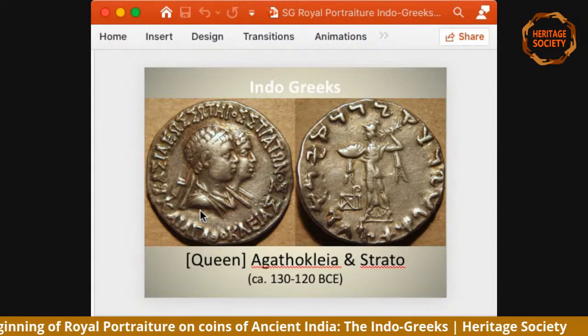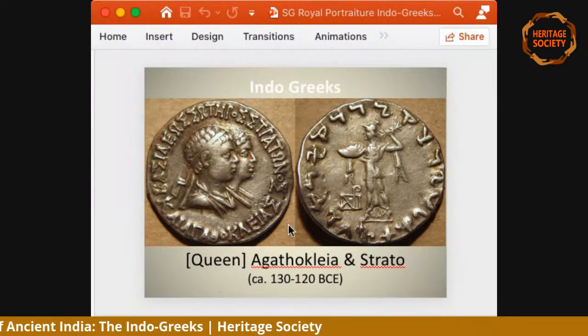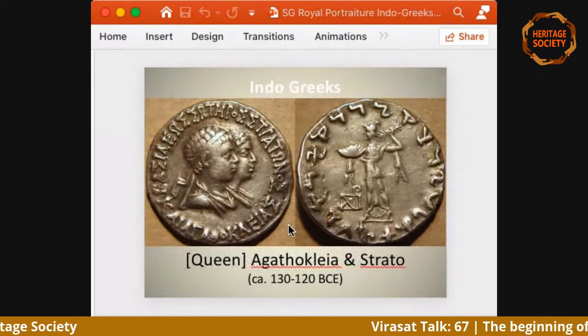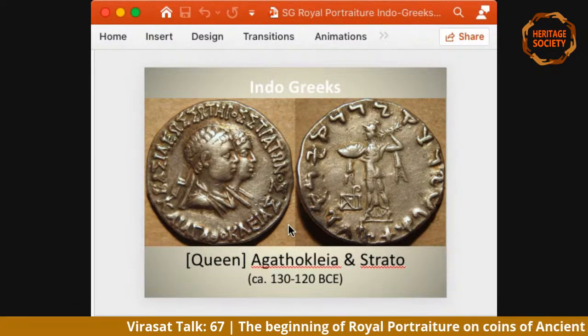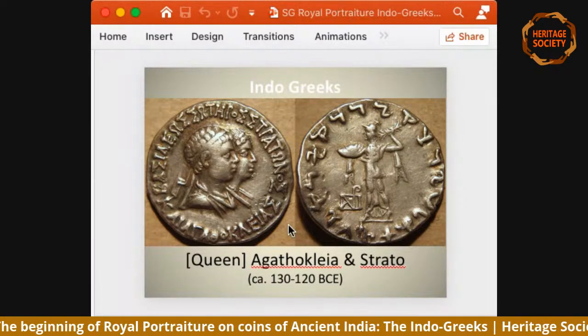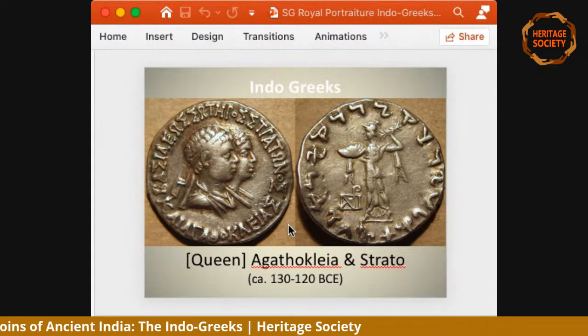and to show that she was the ruler, she issued coins both with her own profile and also with the profile of her son, Strato the first. So this is again a very important evidence of how coins help us in reconstructing history.